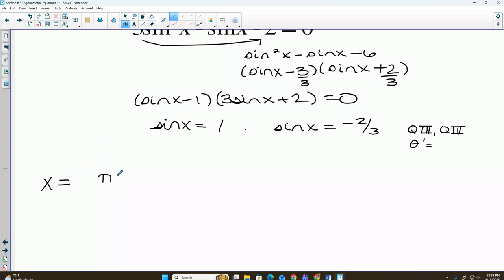Okay. So if it's not one we know, we have to use our calculator. First of all, we are in radians, so put it in radian mode. All right, then get a reference angle. So you do sine inverse of positive 2 over 3. And that gives me 0.7297.